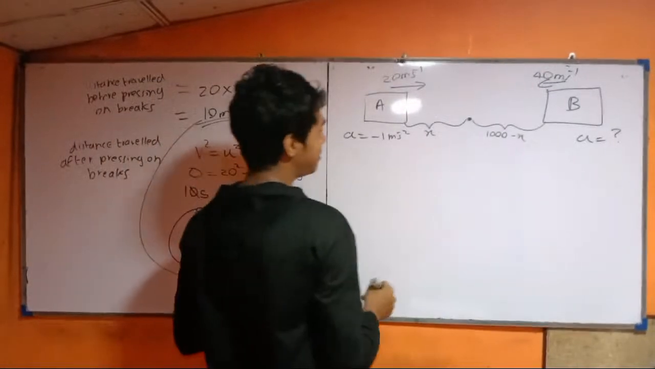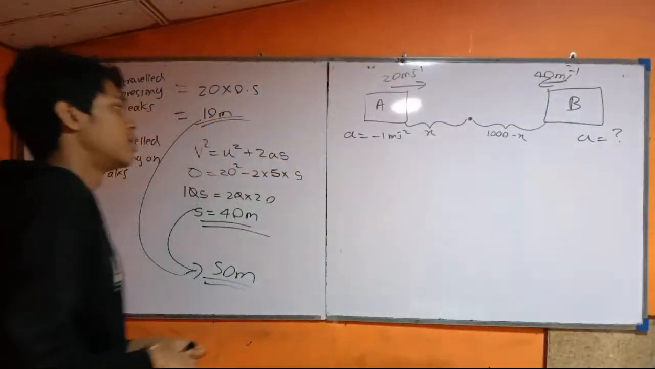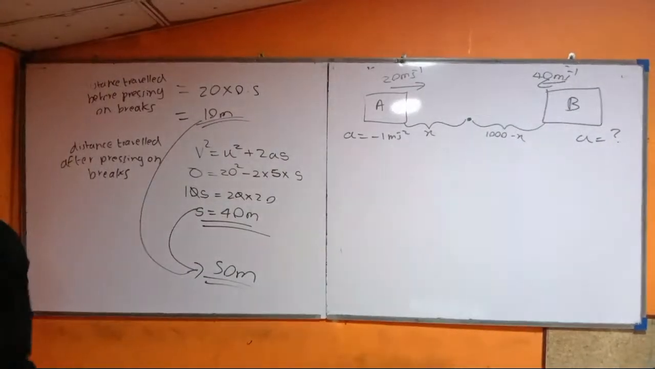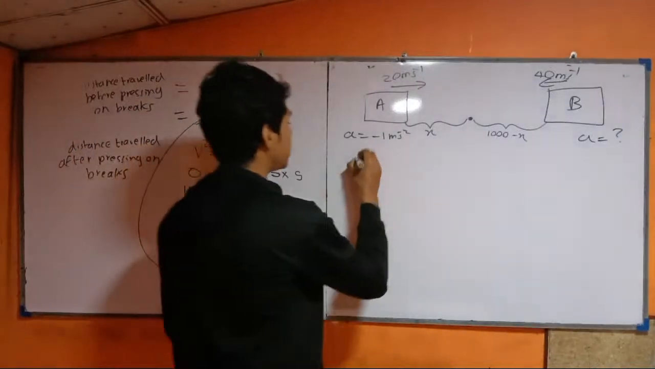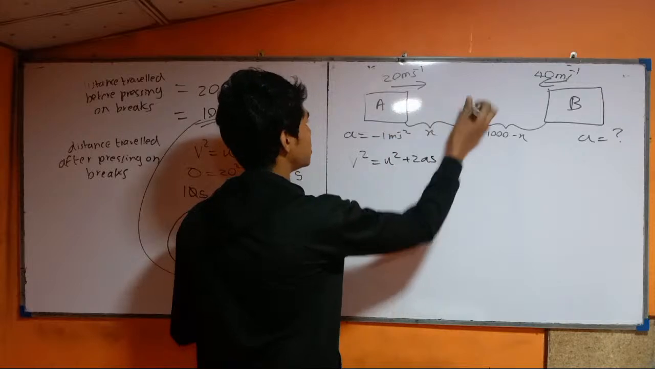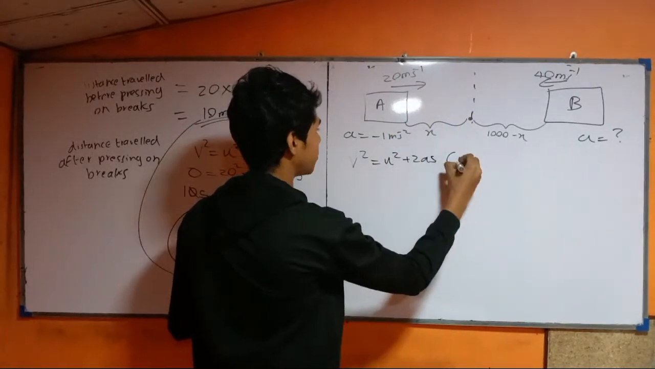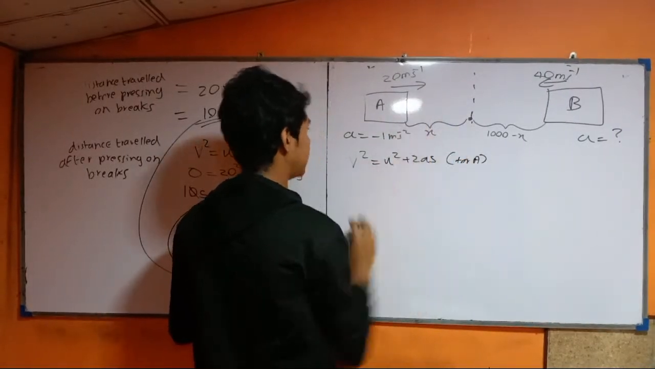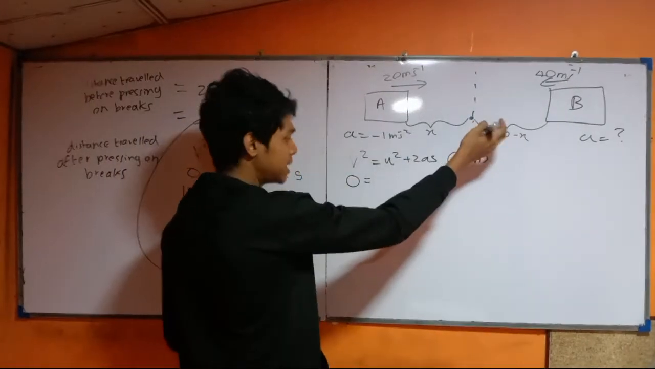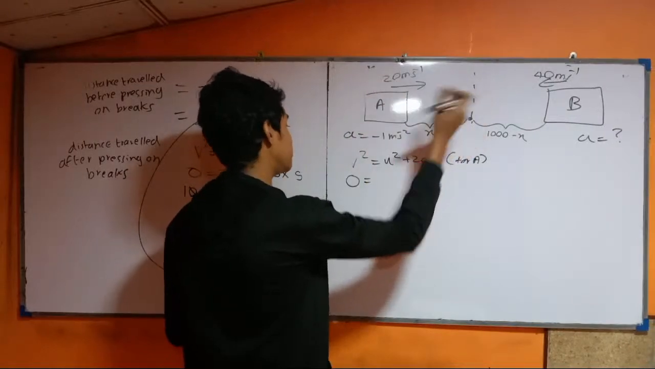Right. What I will do is apply v squared equal u squared plus 2as. There is no time involved here, right? So you can apply v squared equal u squared plus 2as in this situation. Okay. For A I will apply. So v squared is going to be 0. Final velocities, they are going to come to rest, right? So v squared is going to be 0.